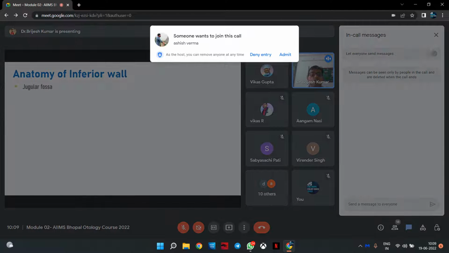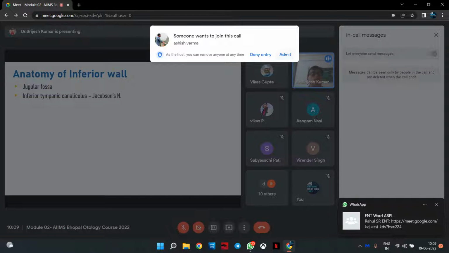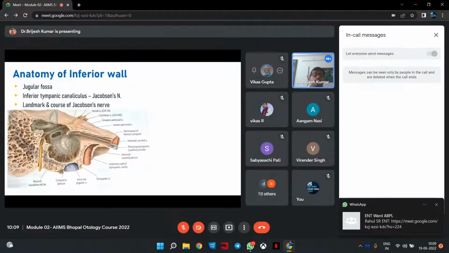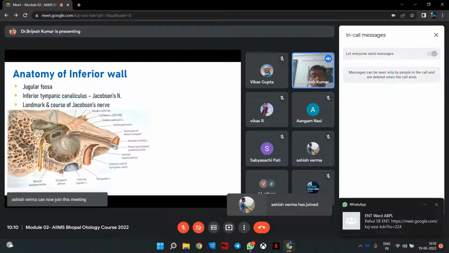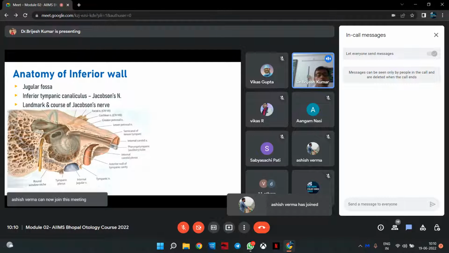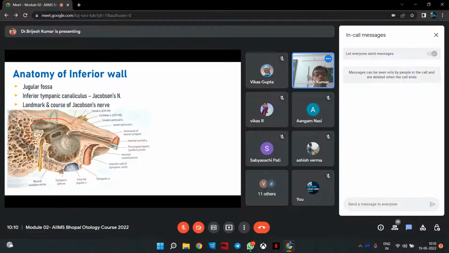Let's move to the inferior wall. The main features we see are the jugular fossa and the opening for the tympanic branch of the glossopharyngeal nerve. So let's see this figure. Here the lateral wall has been cut open to show the interior of the middle ear. Here is the jugular fossa, where the superior bulb of the internal jugular vein is present, and that's the lower end of the carotid canal.